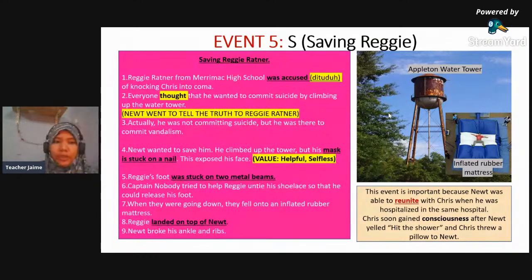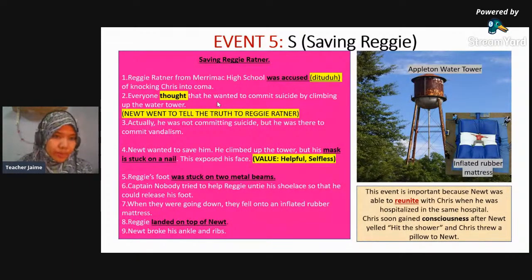Everyone thought, menyangka. Here it is very important for you to take note. Everyone thought, tapi bukan betul. Mereka sangka that he wanted to commit suicide, nak membunuh diri by climbing up the water tower. Tapi tak betul. So you cannot write in your essay he climbed up to commit suicide. Bukan, salah info tu. So everyone thought. Tapi actually he was not committing suicide. He was there to commit vandalism. Dia nak conteng atas water tower tu, because everyone kept on talking about the Fillmore High School. So dia tak maulah.